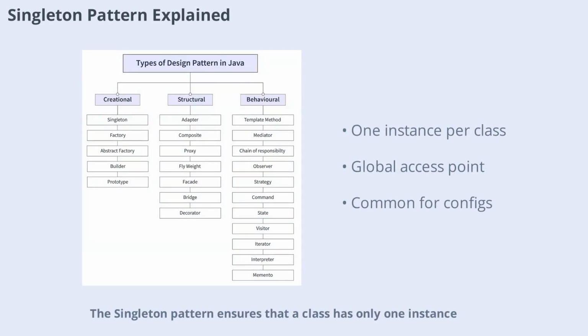Singleton pattern ensures that a class has only one instance throughout the application and provides a global point of access to it. This is useful for resources like configuration settings or database connections, where having multiple instances could cause problems. In Java, you typically implement Singleton by making the constructor private and providing a static method to get the instance. This pattern is simple but powerful, and it's one of the most widely used creational patterns.